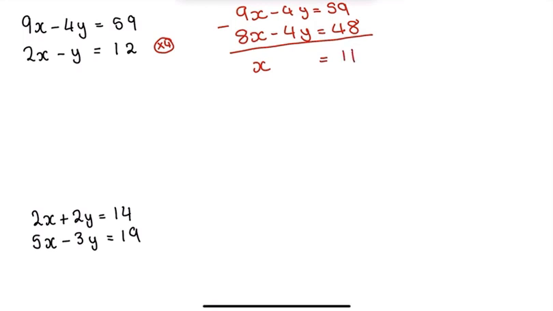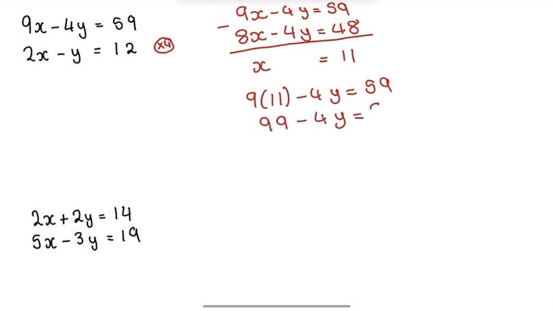So x is 11. Not done there yet, need to find out what my y is, so substitute it into any of the equations. So I've got 9x minus 4y equals 59. Swapping that x for the 11. 9 times 11 is 99. Take away 4y is 59. And now we're going to solve this.